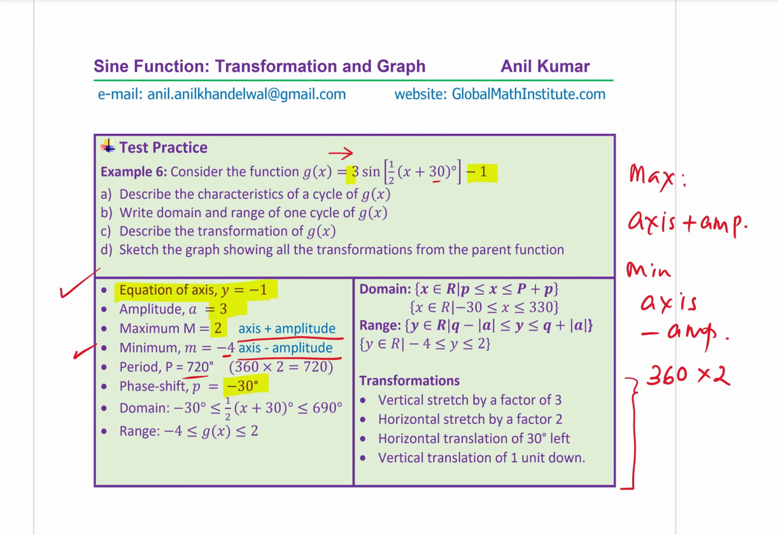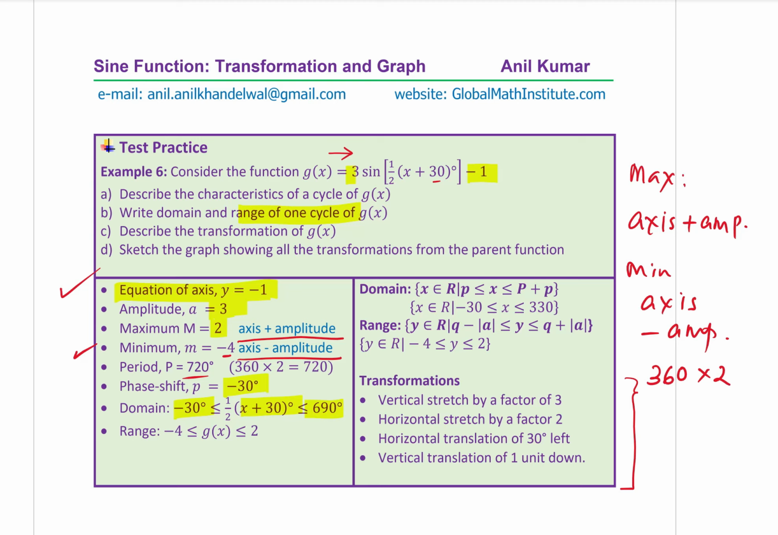Now we're talking about domain and range of one cycle, correct? So sine functions are periodic functions. There are no restrictions on the domain. However, if you're talking about one cycle, in that case we can definitely write down the domain. Now the domain normally for a cycle will be from 0 to 360 degrees. Since the graph has moved 30 left, the domain is from minus 30 to 690, right? 720 minus 30 in this case, since the period was 720, correct?